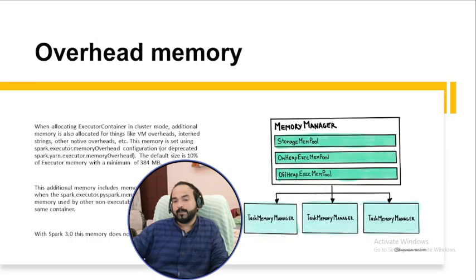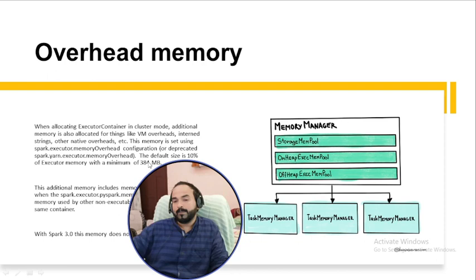So the formula, guys, I already told you: 10% of your executor memory, and by default it is 384 MB. It will pick, for example, 4 GB, which is 4096 MB, and 10% of it is around 400 something, which is greater than 384 MB, so it will take that value. And if you are passing executor memory like 2 GB, 10% of 2 GB is around 200 MB, so it will take this 384 MB.